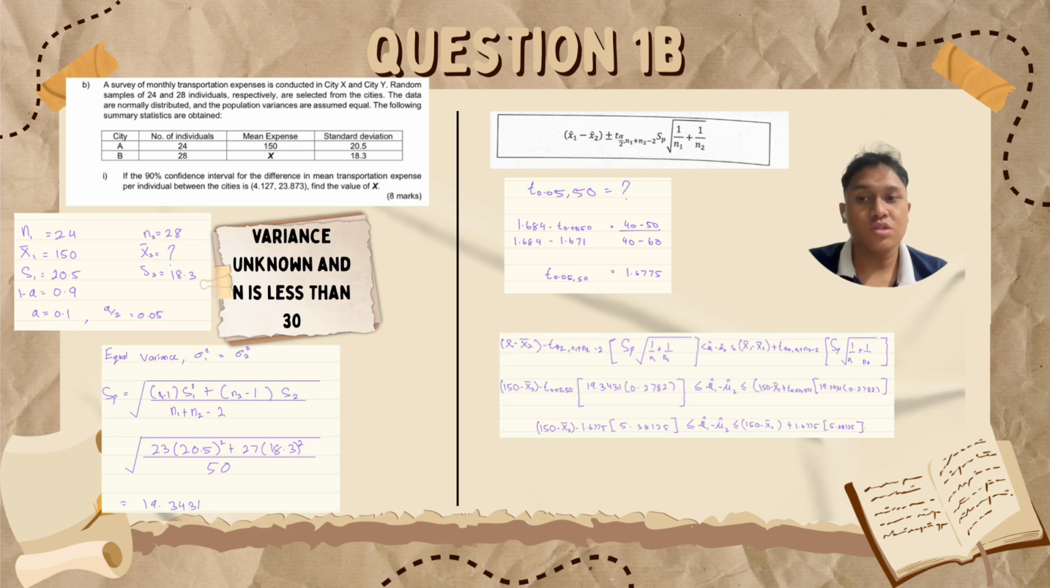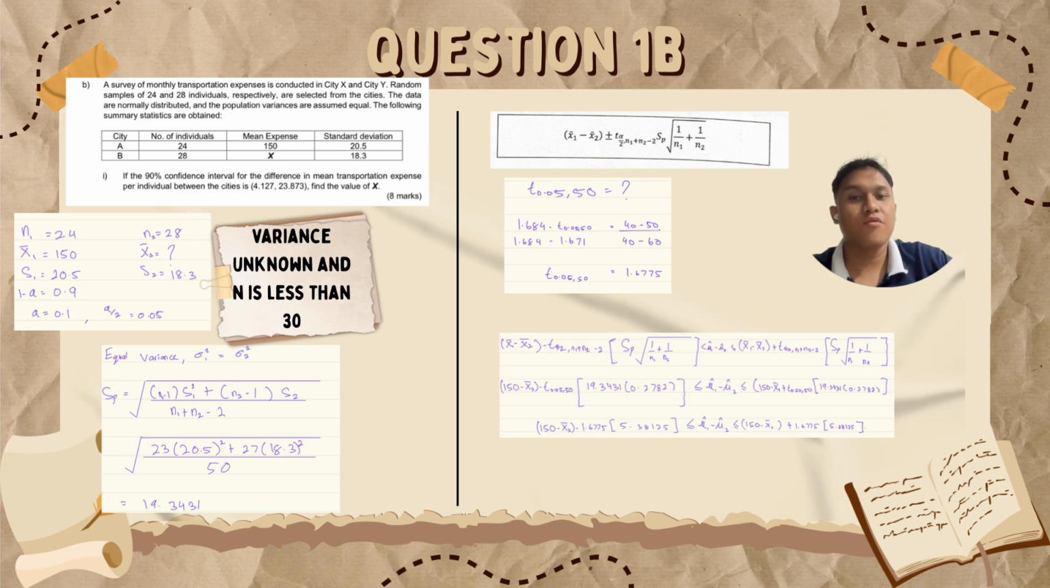Now we are going to answer question 1B1. So first we need to list down all our information, and then we'll know that the variance is unknown and n is less than 30. Next, we are going to find our S pool, and the answer would be 19.3431.